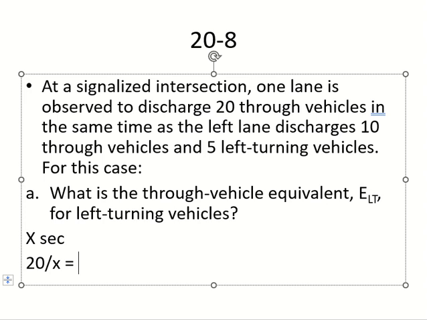Why not? Because all of them are not straight. You cannot combine 10 of the straight with 5 of left. They are two different.